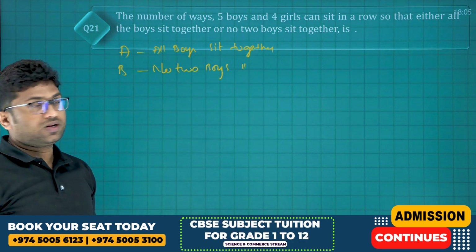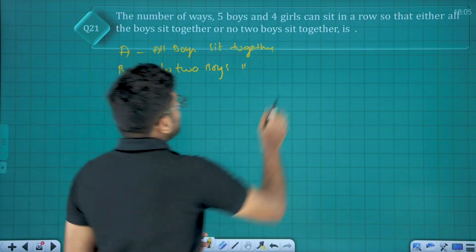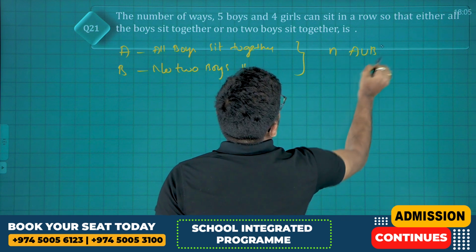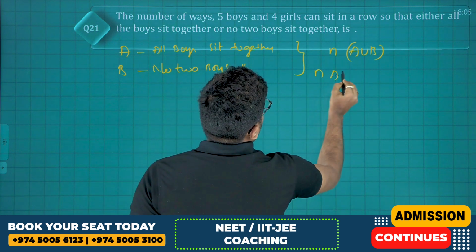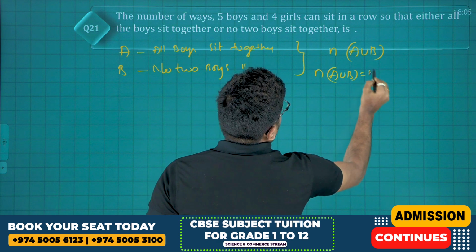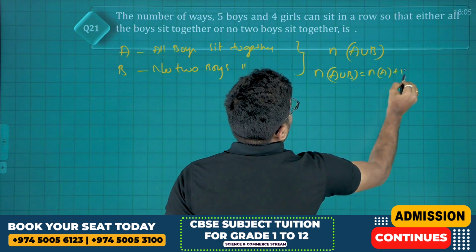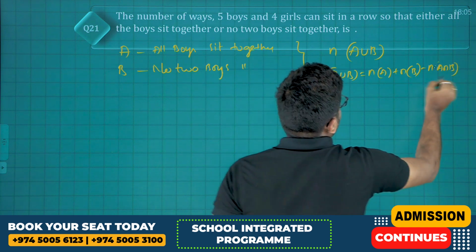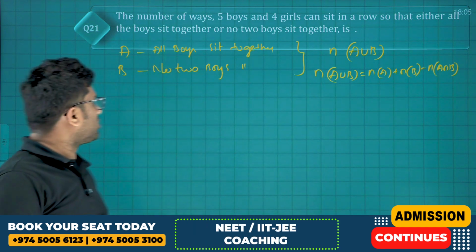No 2 boys sit together. Now they are asking either A or B. That means n of A union B they are asking, friends. So we know n of A union B is equal to n of A plus n of B minus n of A intersection B. Clearly n of A intersection B will be 0.